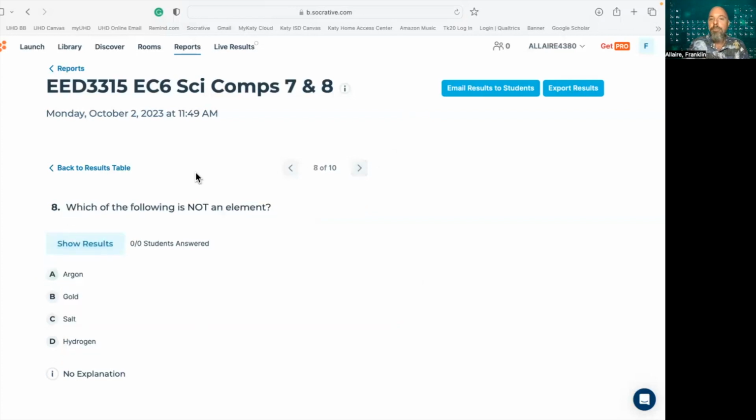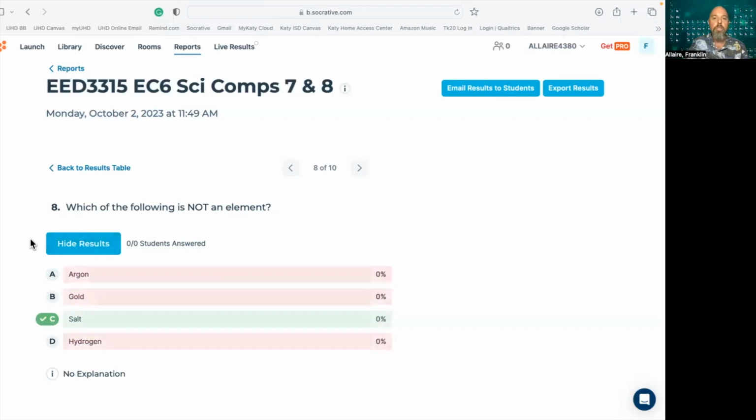Number 8, which of the following is not an element? I'm a big fan of the periodic table, as you can tell from my background here. And so, in fact, I think you should always keep a copy of the periodic table close to your heart because chemistry is more important than life itself. So this is a simple recall kind of a question, asking which of these is not an element: argon, gold, salt, or hydrogen. The only correct answer here is salt.